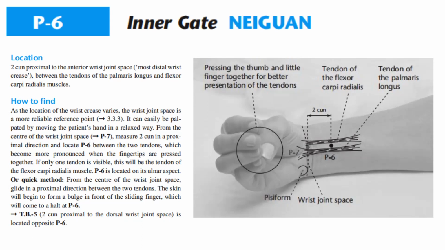If only one tendon is visible, this will be the tendon of the flexor carpi radialis muscle. Pericardium 6 is located on its ulnar aspect. Or, using the quick method, from the center of the wrist joint space, glide in a proximal direction between the two tendons. The skin will begin to form a bulge in front of the sliding finger, which will come to a halt at Pericardium 6. Triple Burner 5, 2 sun proximal to the dorsal wrist joint space, is located opposite Pericardium 6.